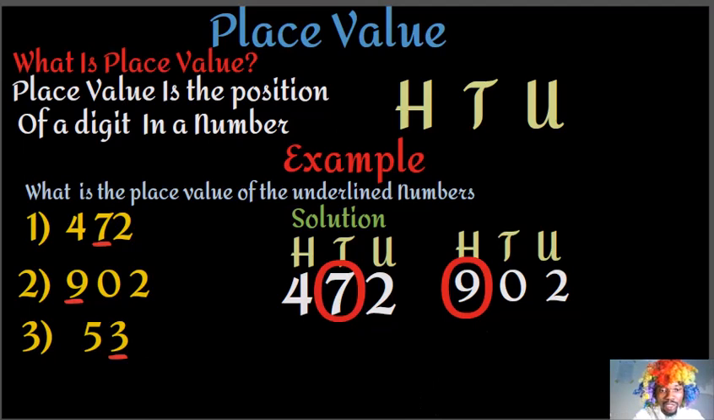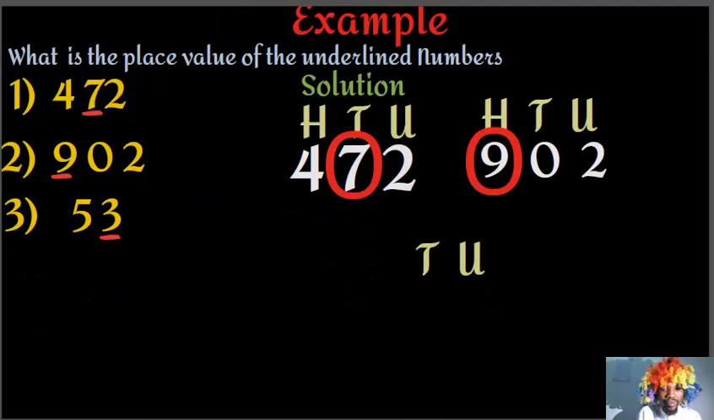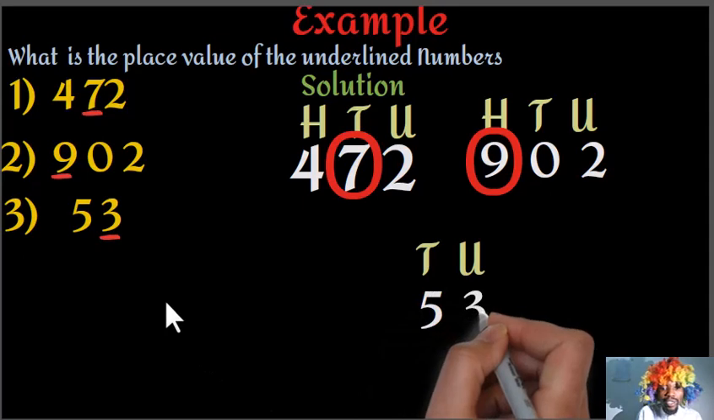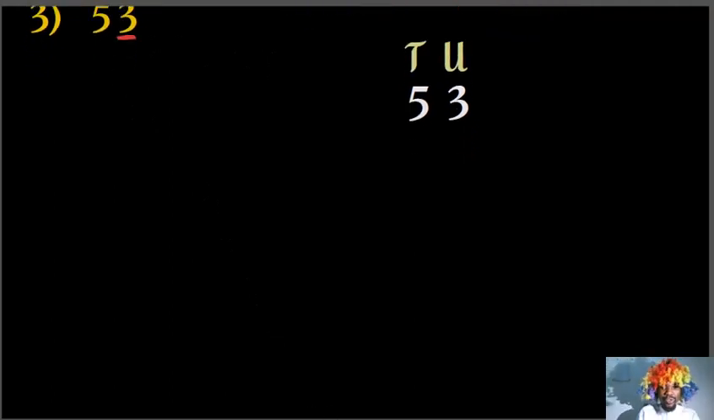All right, so let's do the third one. Write it down like that, 53 under tens and units, and the underlined one here is 3. So you're going to circle 3. 3 is under units, right? So that is it. 3 is under units.